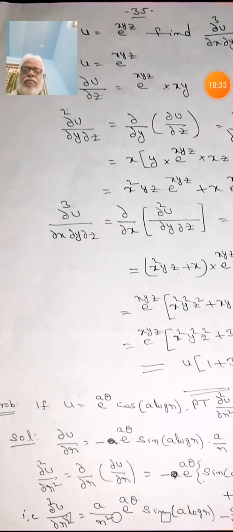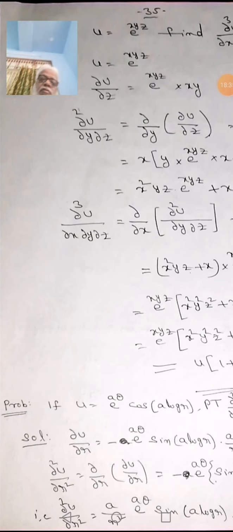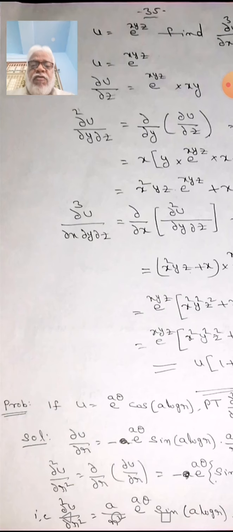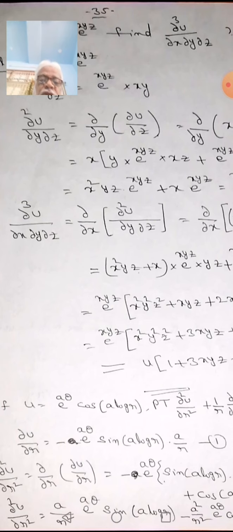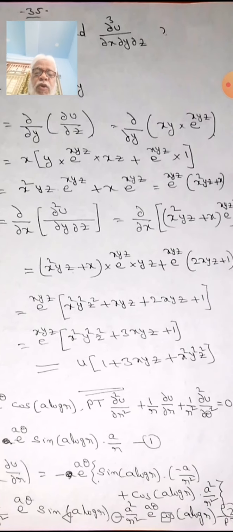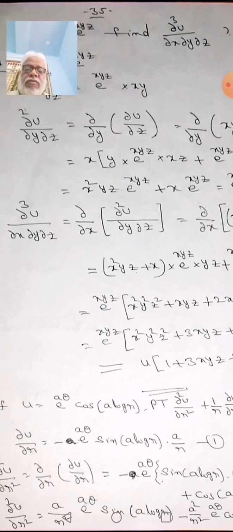So next problem is: if u is equal to e power a theta cos of a log r, prove that dou 2u by dou r2 plus 1 by r dou u by dou r plus 1 by r square dou 2u by dou theta 2 is equal to 0.